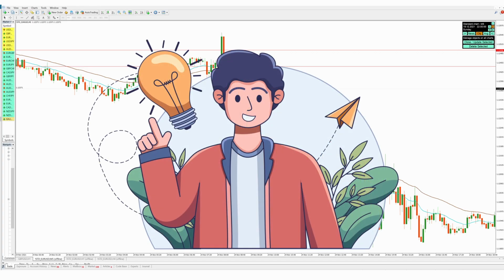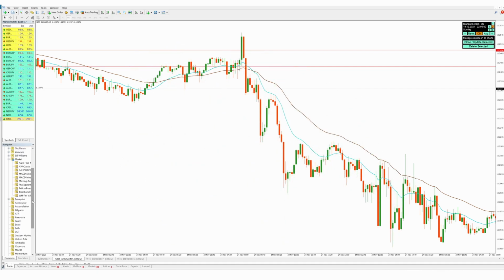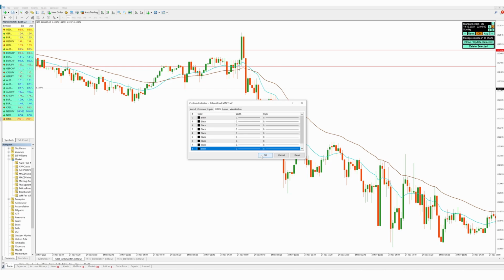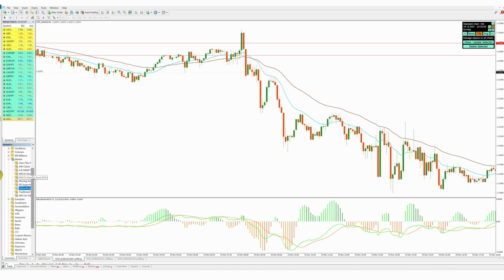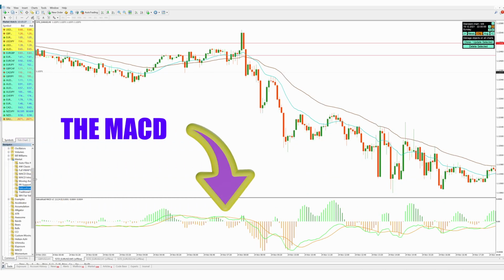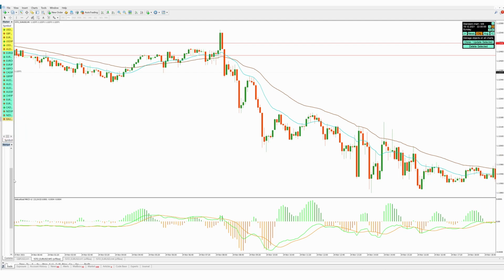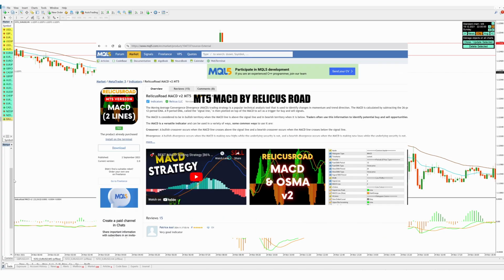First things first, let's add the MACD indicator to our chart. I am using a Relicus Road MACD indicator off the MetaTrader marketplace. Now for my backtesting setup, I'm using MT4, MetaTrader 4, because that's what has to be used for it, but this indicator is available on MQL5 for MT5 and MT4. Basically it's a standard MACD indicator.